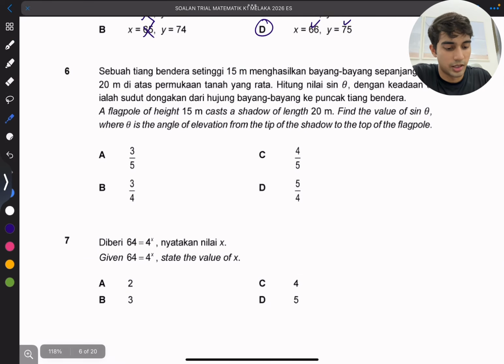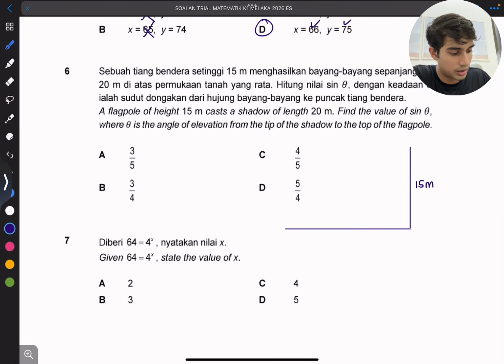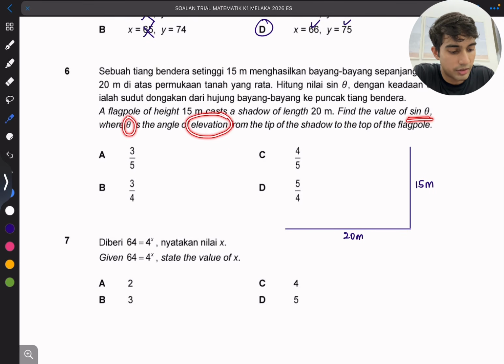Next one. A flagpole of height 15 meters casts a shadow of length 20 meters. Okay. So we have a flagpole of 15 meters. This flagpole is casting a shadow down here of 20 meters. That means we imagine the sun is shining somewhere here. So the flagpole makes a shadow here. Find the value of sine theta, where theta is the angle of elevation from the tip of the shadow.